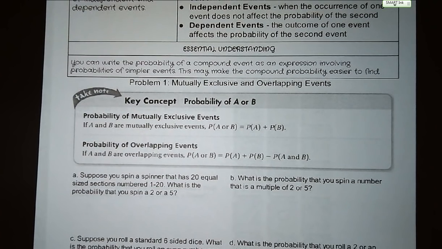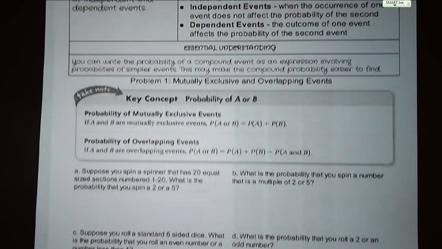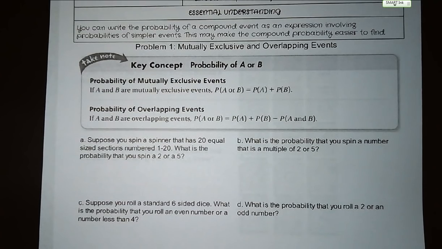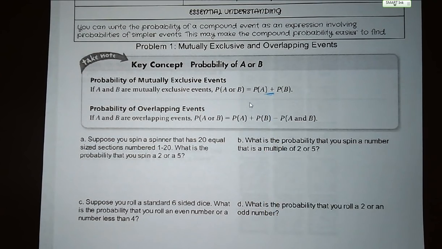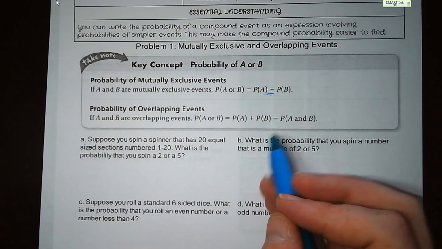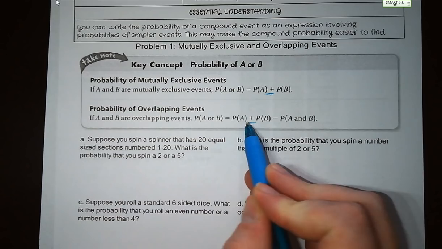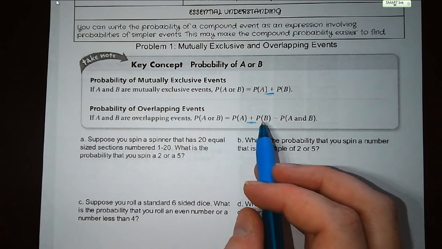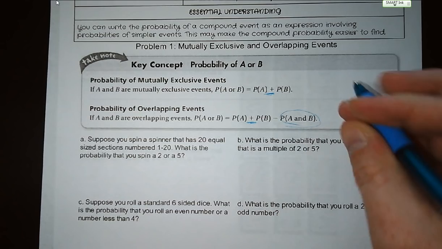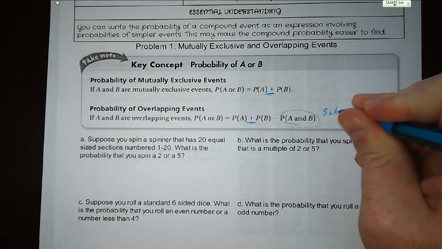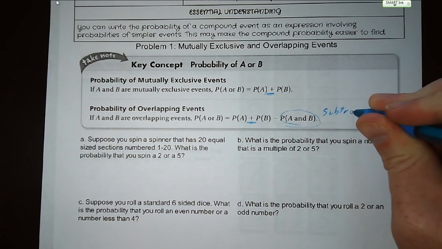So the first thing we want to look at is the probabilities of A or B happening. If they are mutually exclusive, we are going to add the probability of one event plus the probability of the other. If they are overlapping, we do the same thing. We add the probability of one event and the probability of the second, but then we need to subtract the overlap, the probability of the overlap.